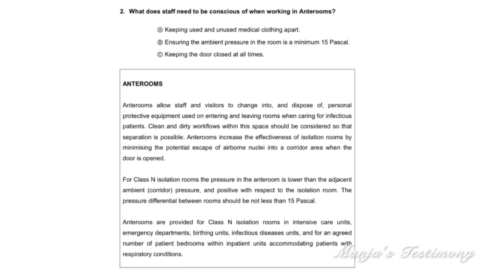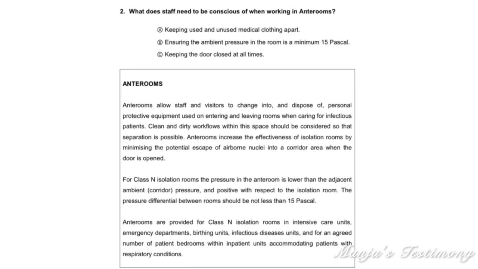Yeah, it is in the second paragraph. It is mentioned as the last words, 15 Pascal, right? So let's read it. We don't have to read anything in the first paragraph for 15 Pascal. Just read the second paragraph. For class and isolation rooms, the pressure in the anterooms is lower than the adjacent ambient corridor pressure and positive with respect to the isolation room. The pressure differential between rooms should not be less than 15 Pascal.